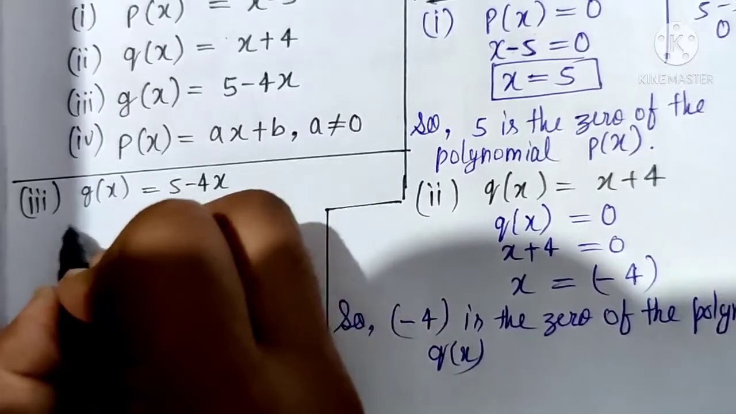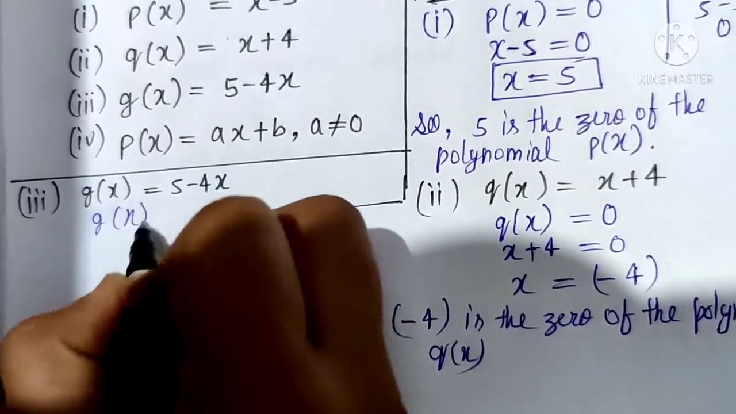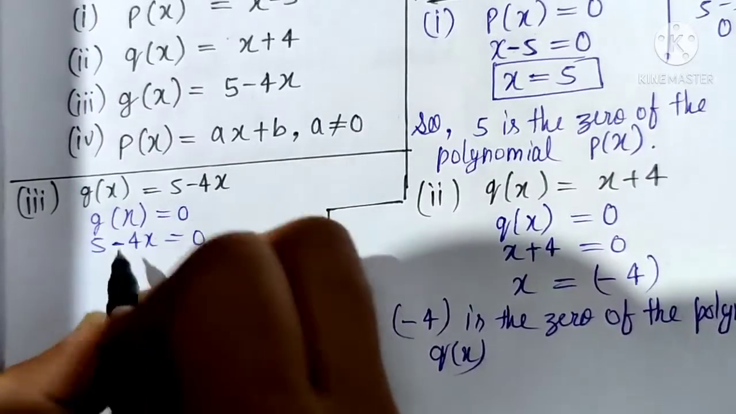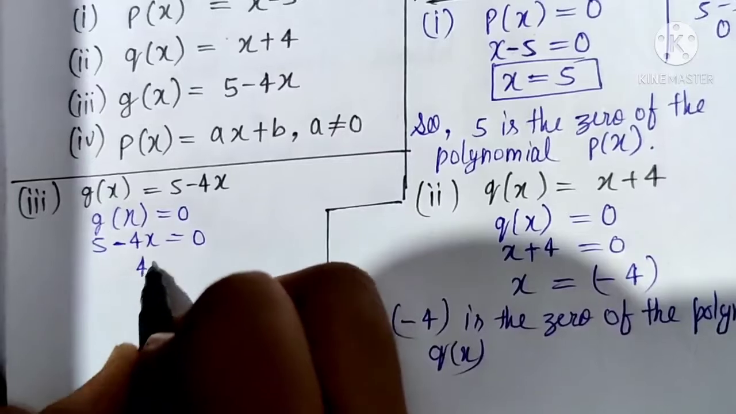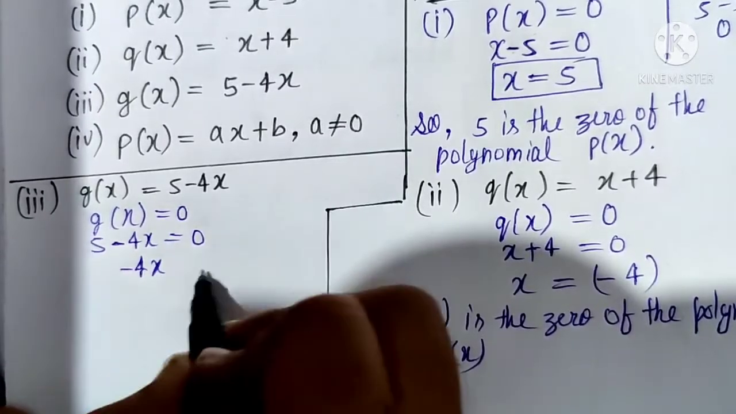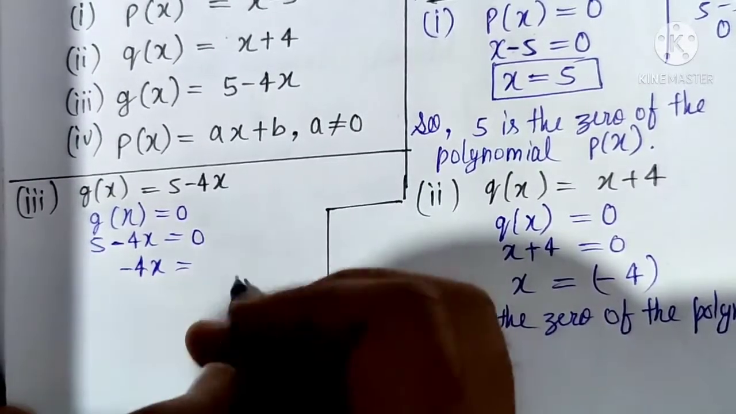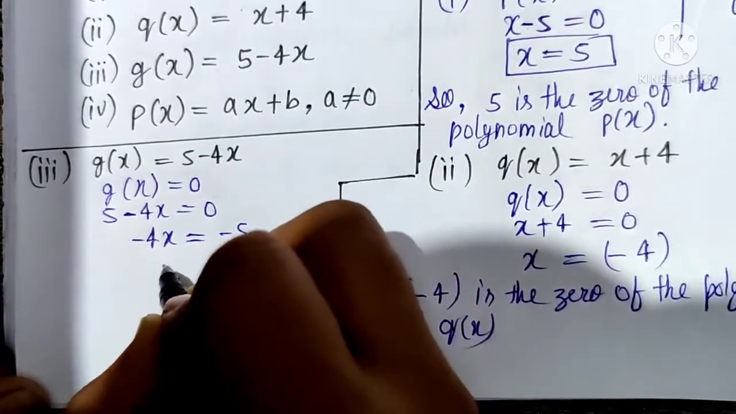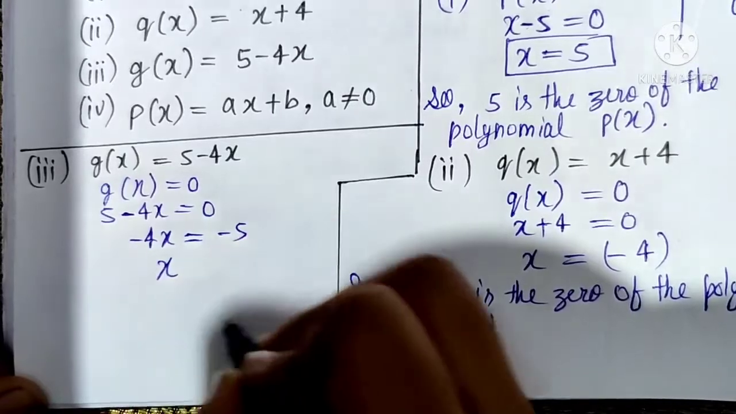So just check here. Now g(x) equals 0, so 5 minus 4x equals 0. Now what will happen? We will keep this minus 4x here only. 5 will go to the other side. It was plus 5, and when it goes to the right hand side, it becomes minus 5. Now this x will remain here, and this minus 4 will go to the other side.